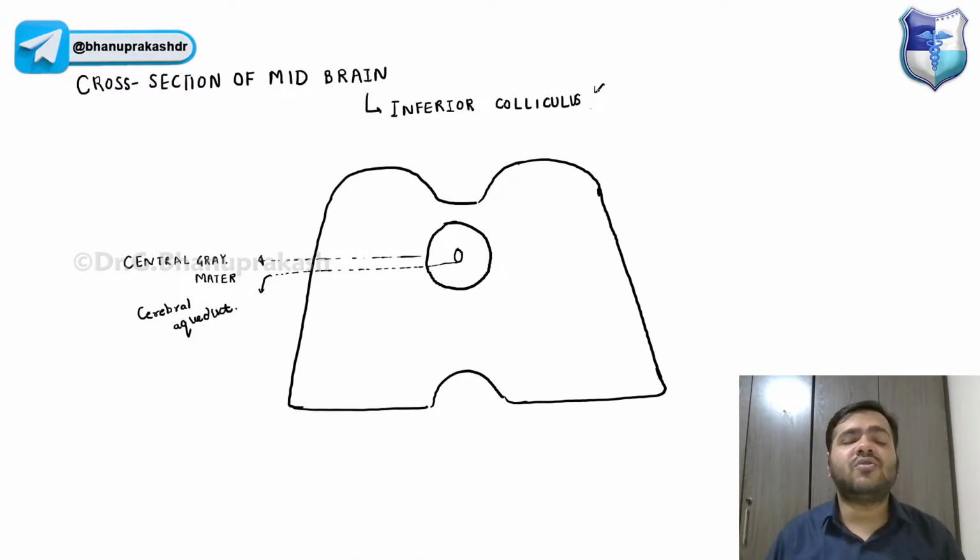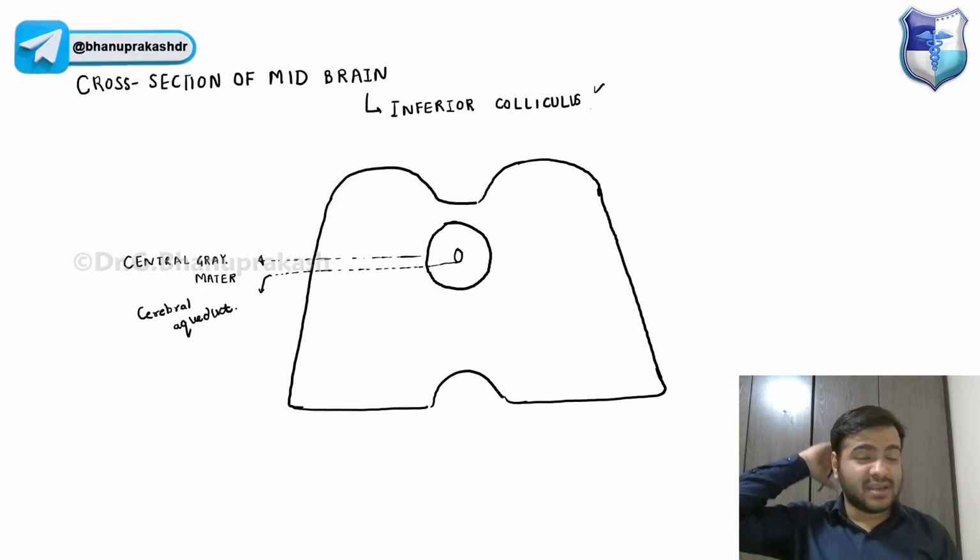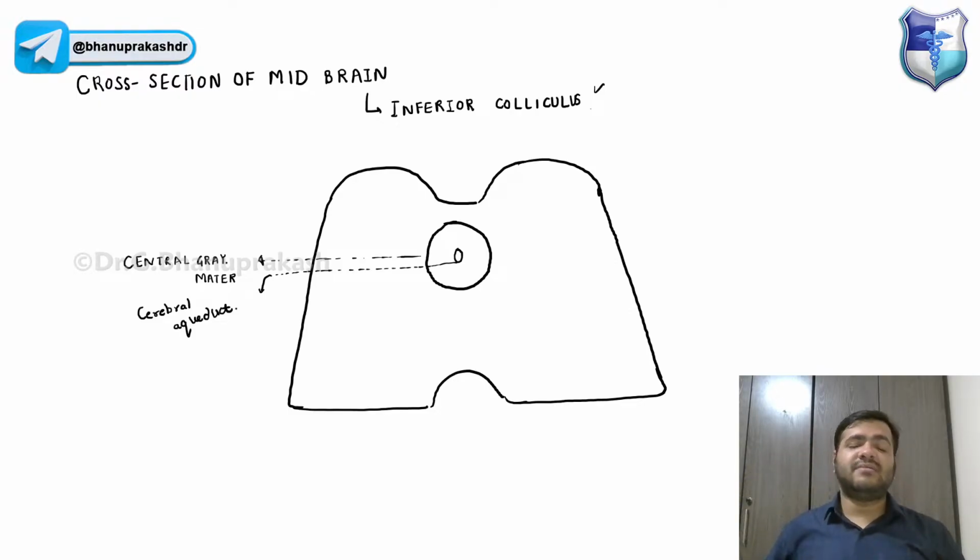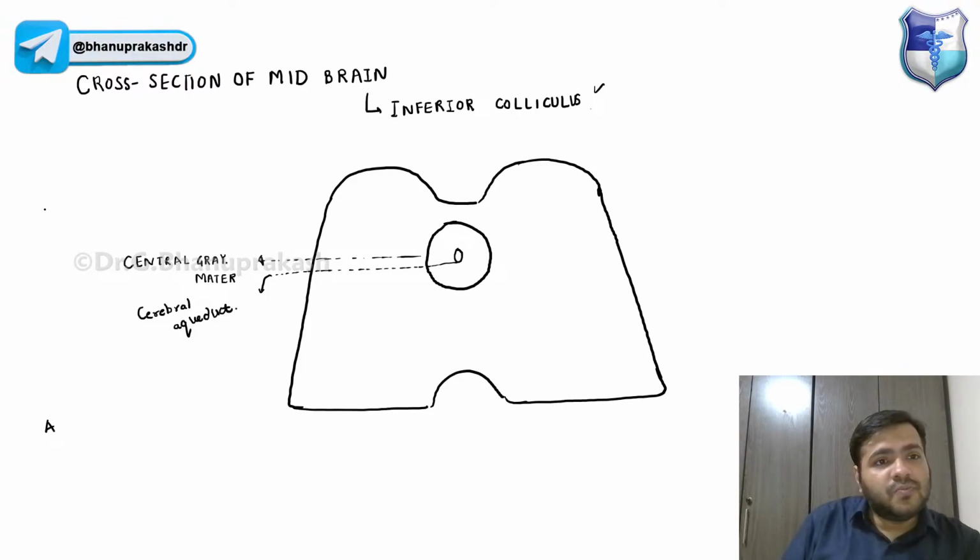Inferior colliculus, superior colliculus, they are present behind on the posterior surface of the midbrain. And these are nothing but round masses of gray matter only, right? These are round elevations. Now, coming from anterior to posterior, guys.